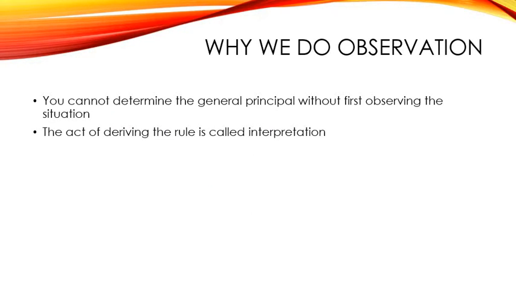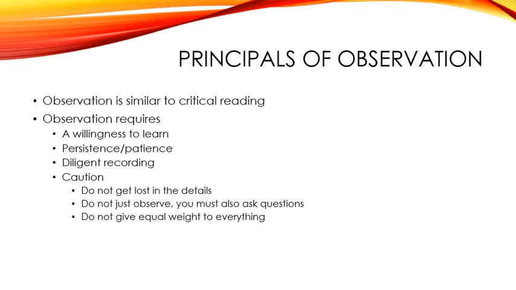So why do we do observation? Because you can't make a valid interpretation. You can't inductively reason about what is being said and derive that general principle if you don't understand the circumstances. So deriving is called interpretation, whereas investigating and searching the situation is the observation. Observation is just critical reading. It requires willingness to learn, patience, diligence, and some caution, because you don't want to get caught up in details.